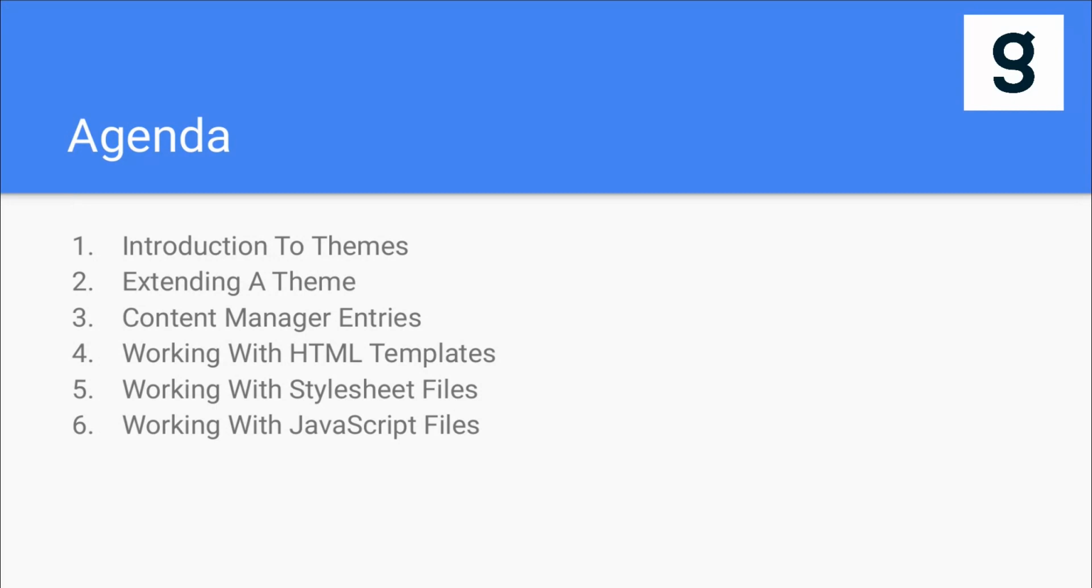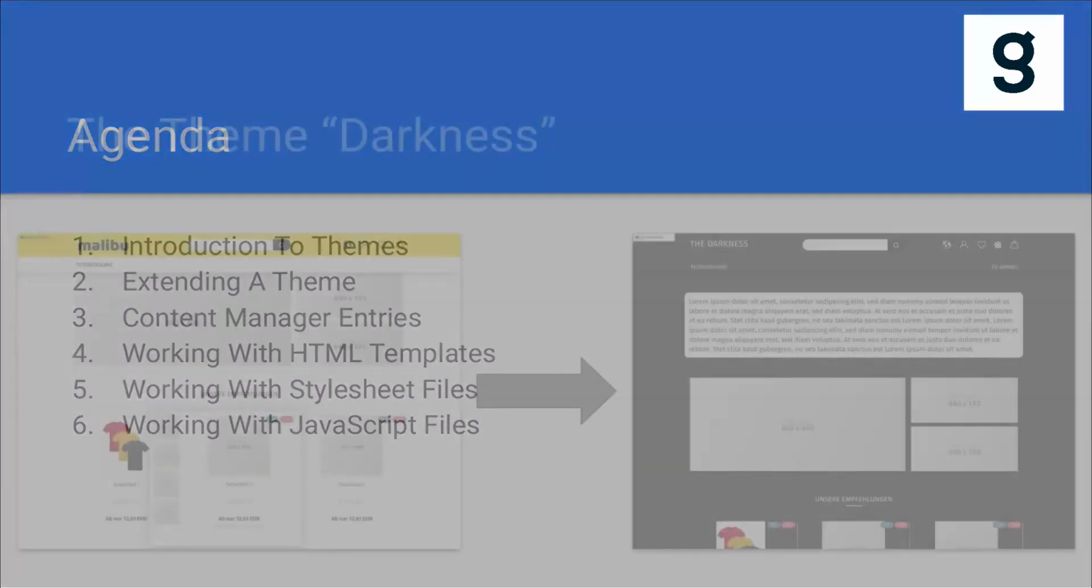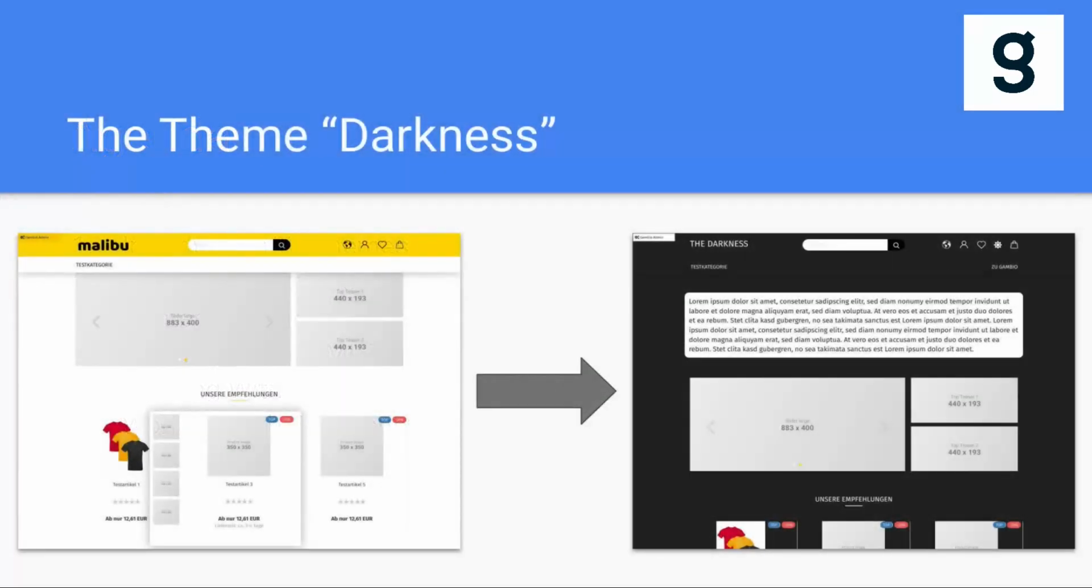And then I will show you how to work with asset files such as HTML templates, stylesheet files, and JavaScript files. Before we start, let's define our goal for this video. We want to create a new theme called The Darkness, which is extending Malibu, the new default theme in Gambio. The Darkness should have a dark background, and it should have more features.